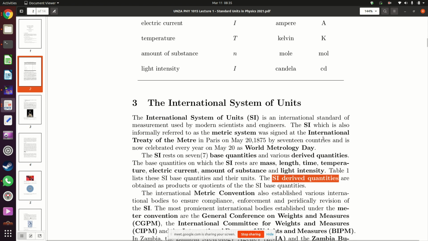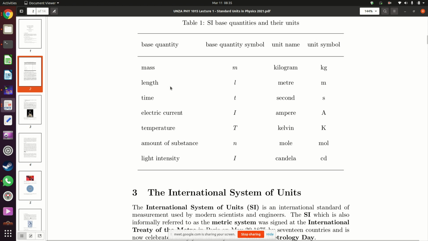How do you get a derived quantity? You get a derived quantity by multiplying these base quantities, or by dividing them, or by doing both. You can multiply base quantities and get a physical quantity. You can divide base quantities and get a physical quantity. You can do both multiplication and division at the same time and still get a physical quantity. So if there is a physical quantity you know which is not on this list, then it is an SI derived quantity. Are we clear?